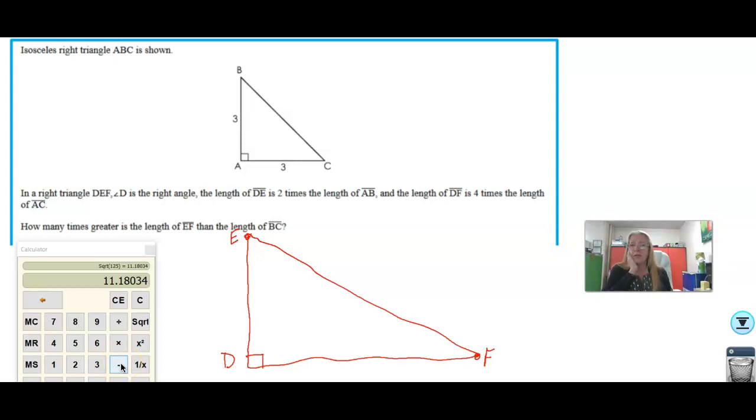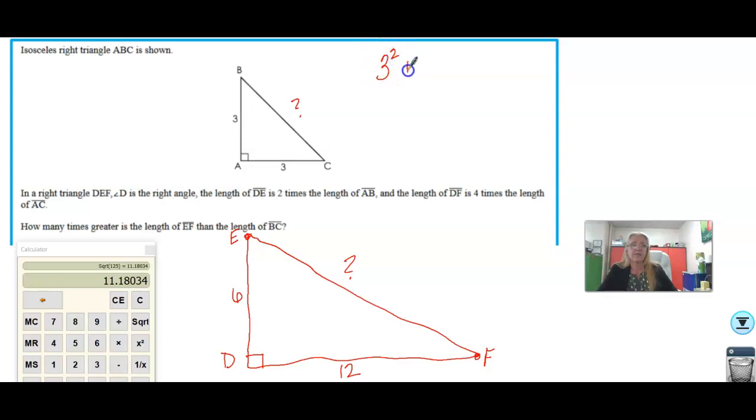Anyway, in a right triangle DEF, angle D is the right angle. The length of DE is 2 times the length of AB. So if AB is 3, then this side is 6. And the length of DF is 4 times the length of AC, so this would be 4 times 3, which would be 12. They want to know how much bigger this one is than this one. The only way I can see to approach this is to use the Pythagorean theorem twice. In both cases, you're missing the hypotenuse, so that makes it pretty easy.